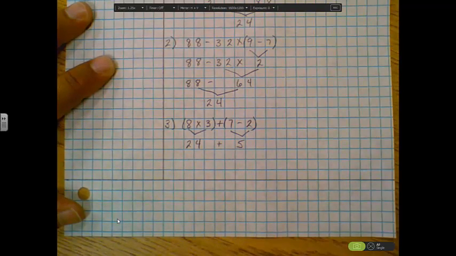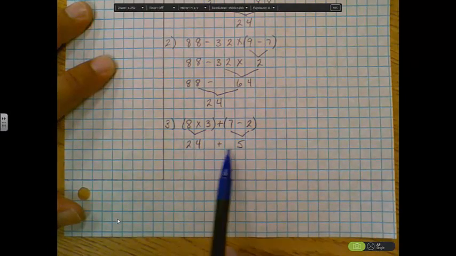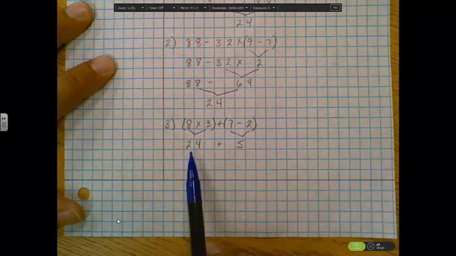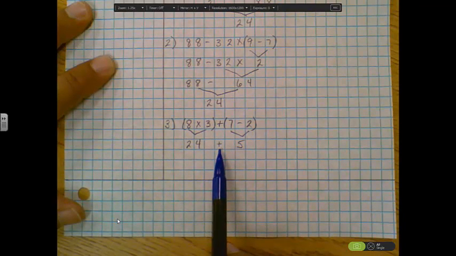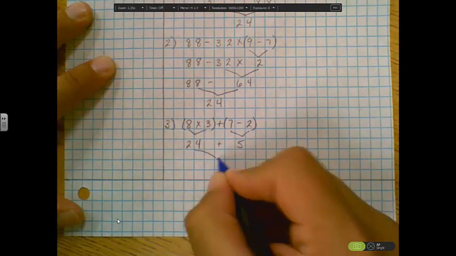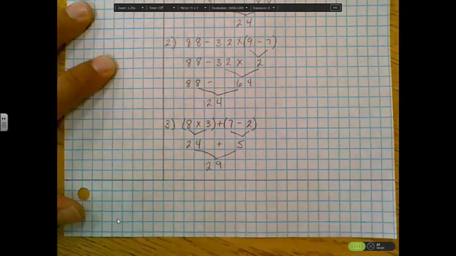Then we look, the next step is exponents. None of these numbers here have exponents. The next step is multiplication and division. There's no multiplication or division operators there, so we're going to skip that step as well. And then the next step is addition and subtraction, and you see we have an addition sign. So we're going to go ahead and add these two numbers, and we get an answer of 29.